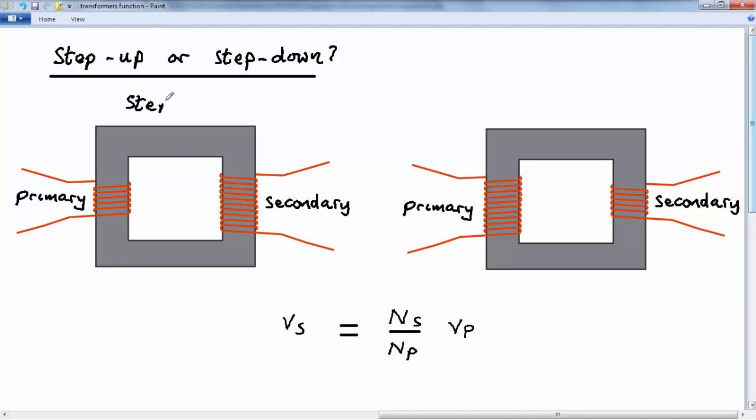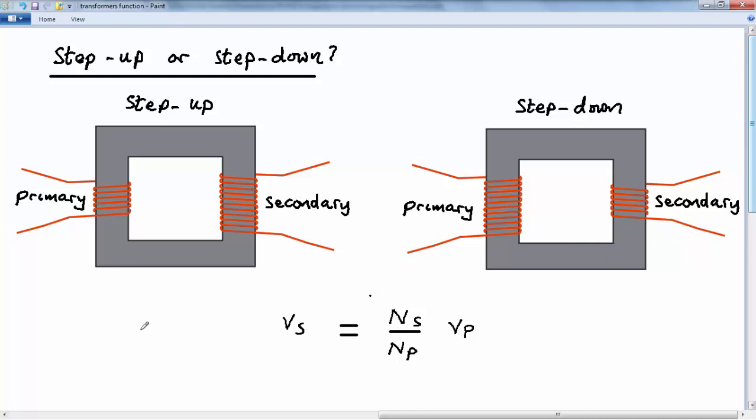This is a step up transformer because it has more turns in the secondary than in the primary. In the second case here, the number of turns in the secondary, as you see, is less than the number of turns in the primary. So that means that the output voltage is going to be less than the input voltage, and this is going to be a step down transformer. Visually, step up means more turns in the secondary than the primary. Step down means more turns in the primary than in the secondary.